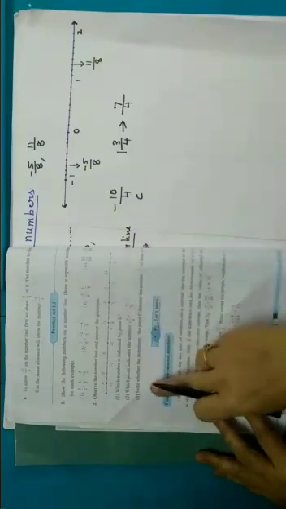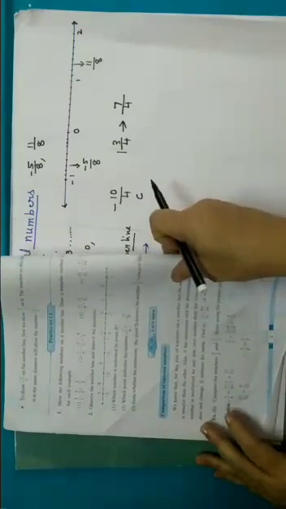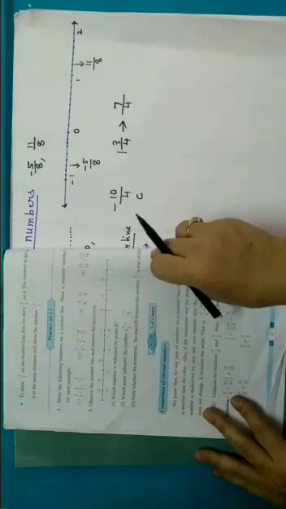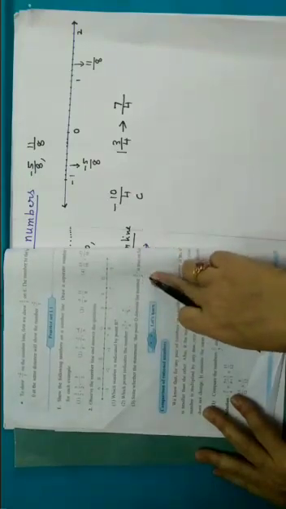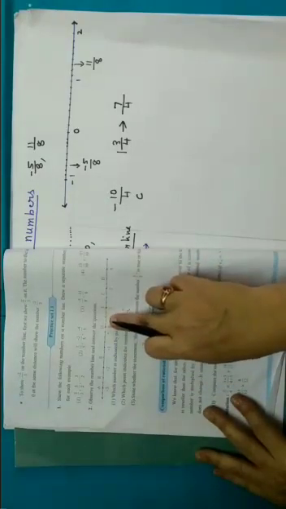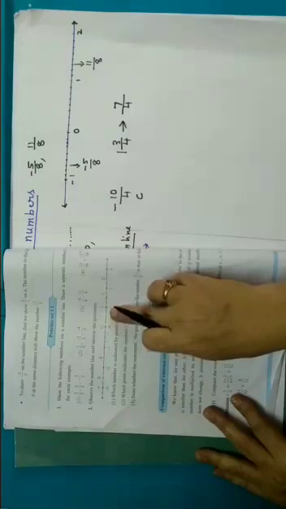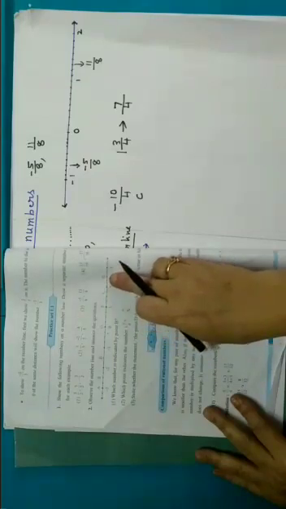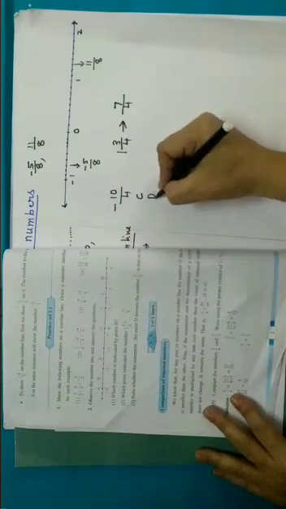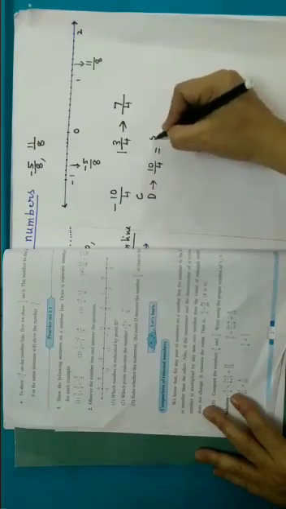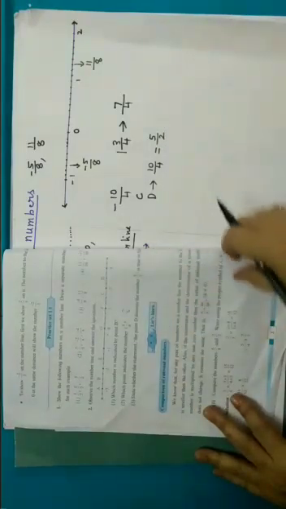Clear? State whether the statement 'the point D denotes the number 5 upon 2' is true or false. Where is your point D? It is here. Is it 5 by 2? We will just check. First one, 1 upon 4, 2 upon 4, 3 upon 4, 4 upon 4, 5, 6, 7, 8, 9, 10 upon 4. Your point D is 10 upon 4. 10 upon 4 is also equal to what? 5 upon 2. That means the statement is true.